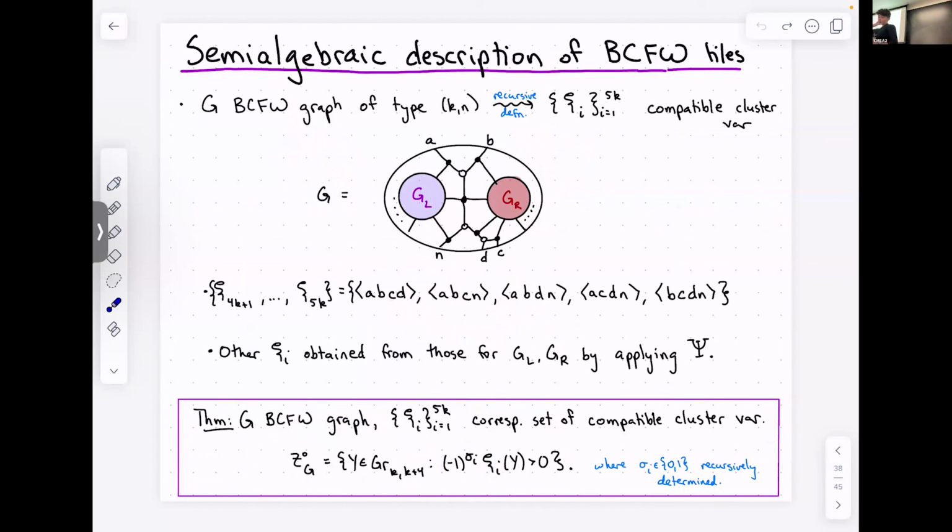I should also say, you could ask which of these cluster variables cut out actually a facet of the tile. In general, if you want to know that information, you should look at our second paper. Again, in the standard, nicest way of running the recursion, we can give a really explicit list of which ones cut out facets. And in the recursive case, we have some characterization, which is a little harder to state.